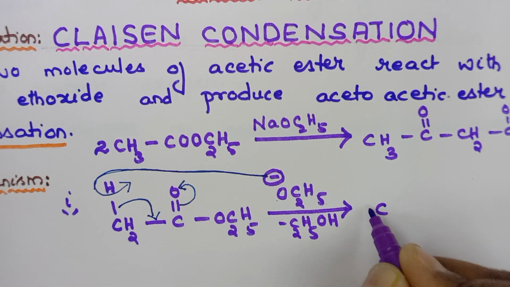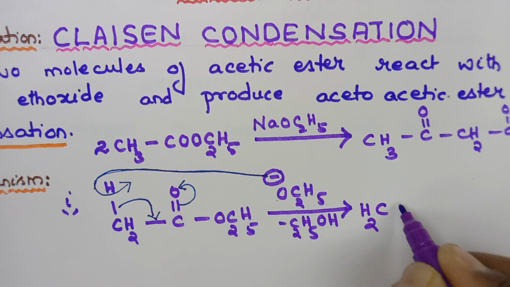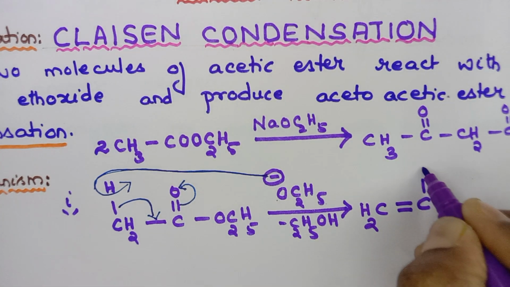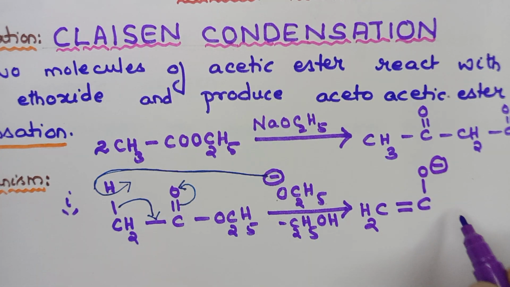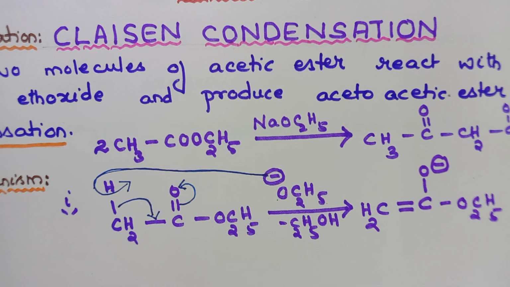CH2. Okay. Next double bond C. Now here O minus. Here OC2H5. Okay, CH2 double bond CO minus OC2H5. Next what happens?